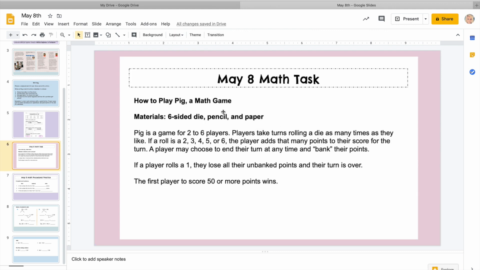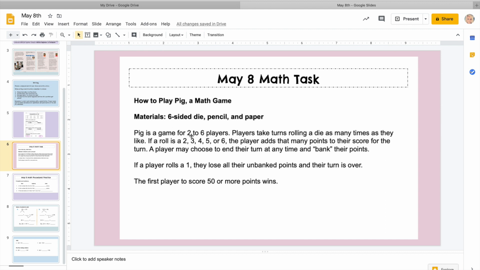For your math test today, you're going to play a game, and it's how to play Pig, a math game. Materials you're going to need is a six-sided die. That would be a dice, pencil, and paper. If you do not have a dice at home, one thing I can recommend is writing numbers on little pieces of paper, and you can fold them up and put them in a bowl or another area and then just pull them out randomly. Would be a good alternative to actually using a dice in this game.